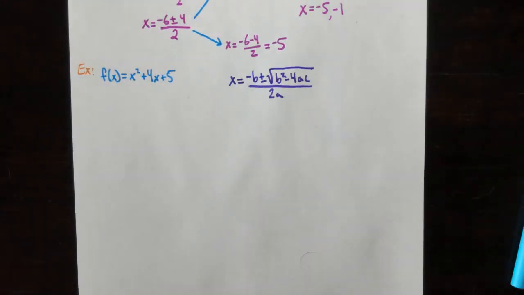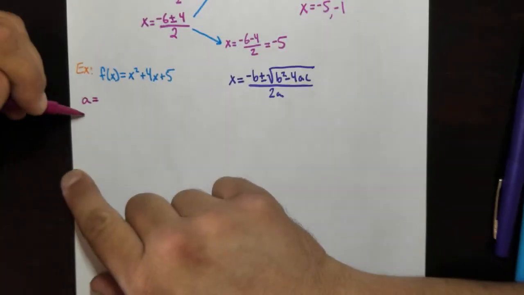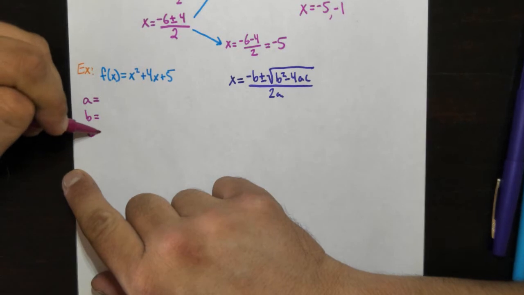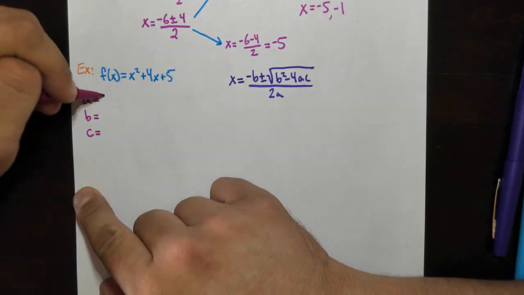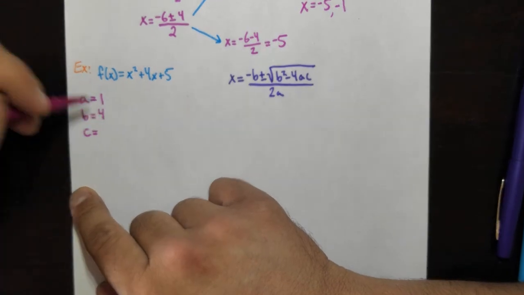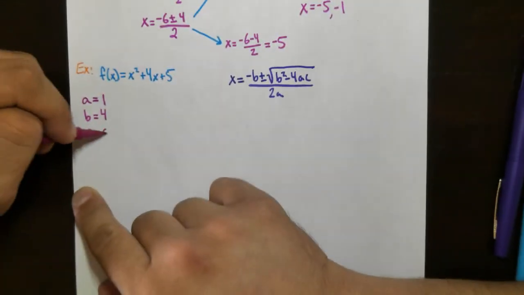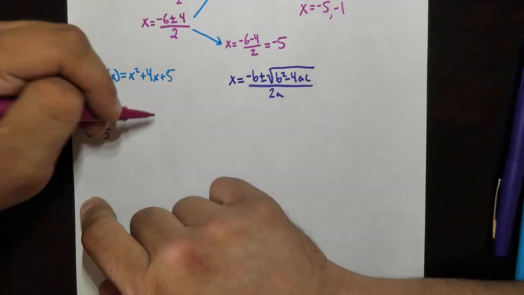And again, I like to start off by defining my a, b, and c. So again, a is the coefficient of the x squared term. In this case, it's 1. b is the coefficient of the x term. In this case, it's 4. And then c is the constant. It's going to be 5. And then I'll go ahead and plug it right into the formula.